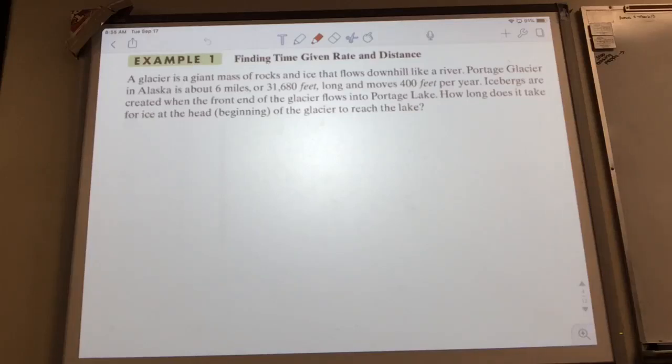6 miles. We do not need the 6 miles. The reason we don't need the 6 miles is because we want everything to match. So if this one says feet and this one says feet, then we don't need this one that says miles. Okay?